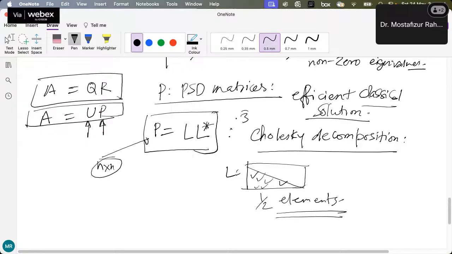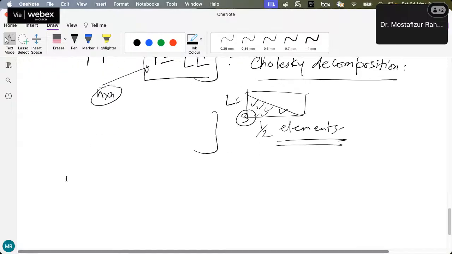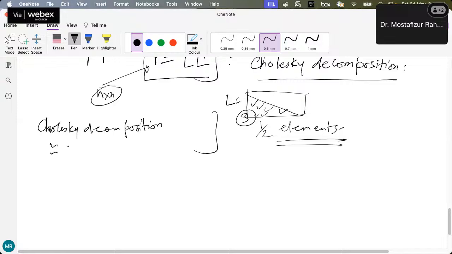So this is another decomposition. Roughly, Cholesky decomposition takes 1/3 n to the power 3 computational complexity, which is less than LU decomposition. LU decomposition takes 2/3 n to the power 3 computational flops. Okay, these are the flop counts.